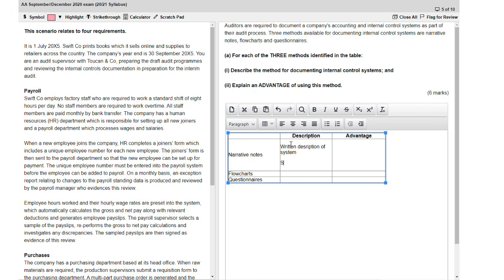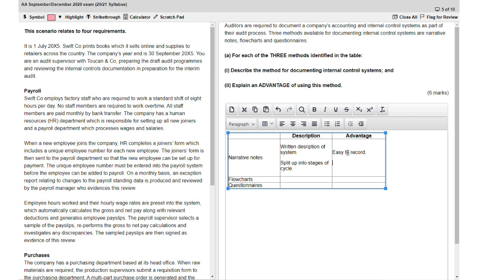So that written description will be split up into the stages of the relevant cycle. If you took purchases, the cycle, as you know, would be order, then receipt of goods, then invoice, then record, then pay. So the notes will be split up that way. Big advantage, of course, for those is that they are actually easy to record because it's quite easy just to write things down. You don't need specialist flowcharting skills. So easy to record.